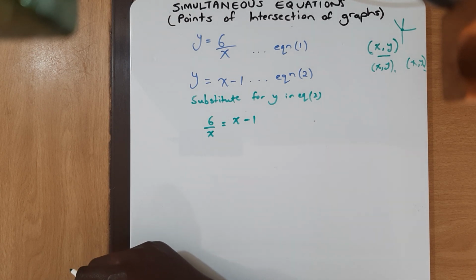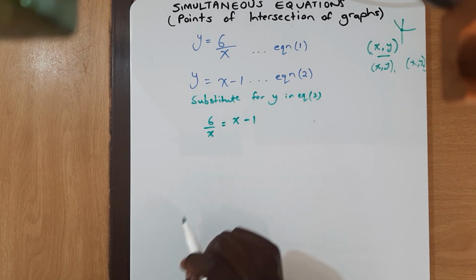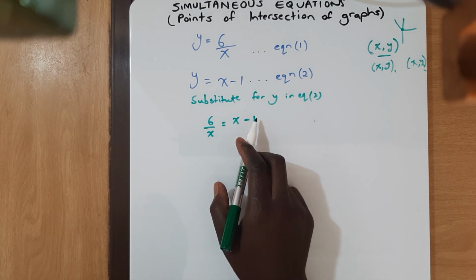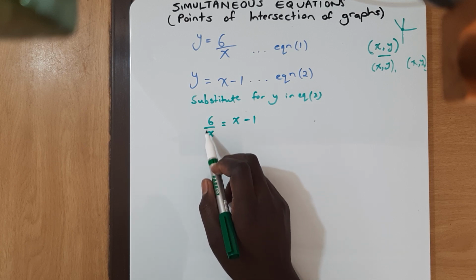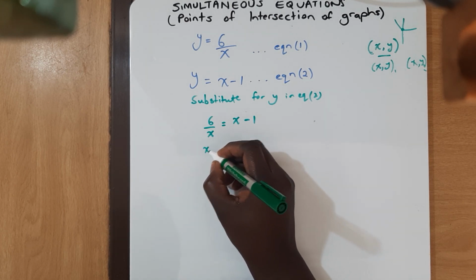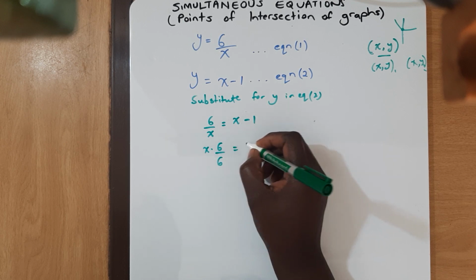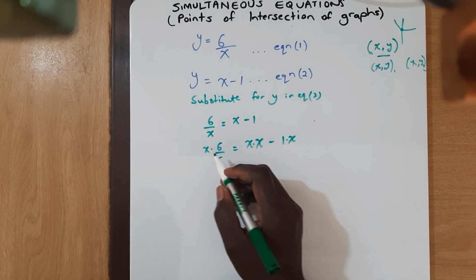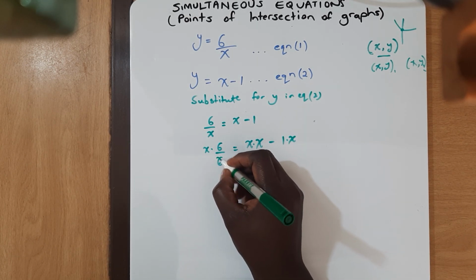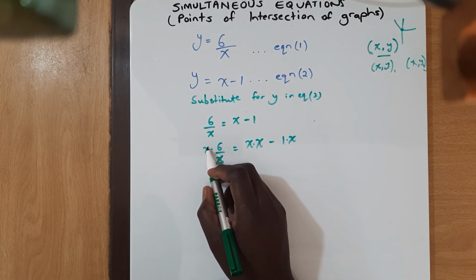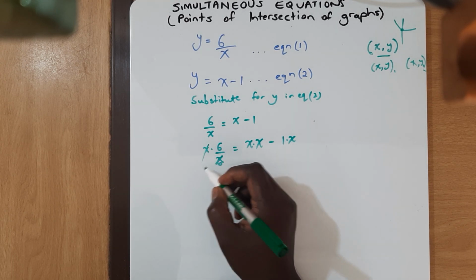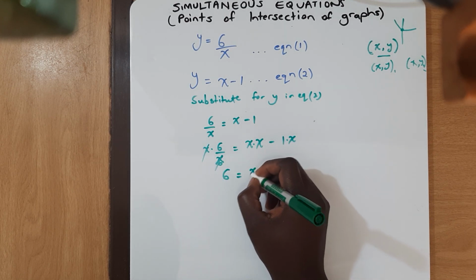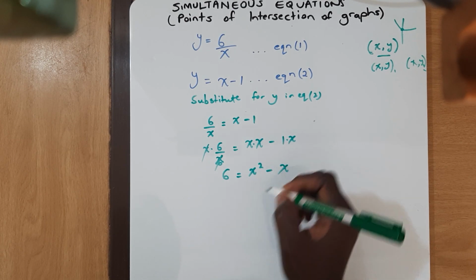Okay? Now, to simplify this is algebra. We multiply x everywhere so that we don't have a fraction anymore. Okay? So it will be x times 6 over x equals x times x minus 1 times x. So 6 over x times x, these will cancel out. So we will have 6 equals x squared minus x.